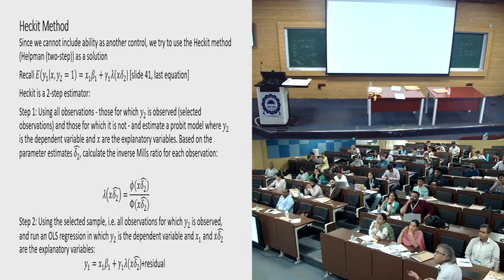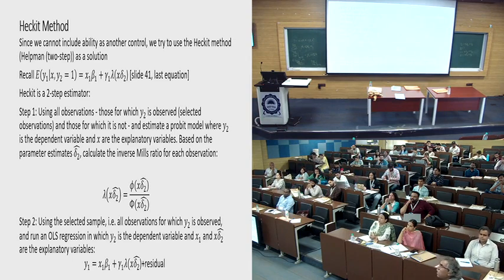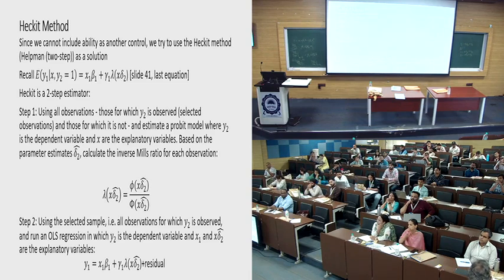Okay, and then Y2 is the dependent variable, X are the explanatory variables. I calculate the delta hat. As soon as I get the delta hat, I can find out the inverse Mills ratio. In step 2, I use 400 observations, right? Because that is my selected sample where I observe the hours worked and the wage.